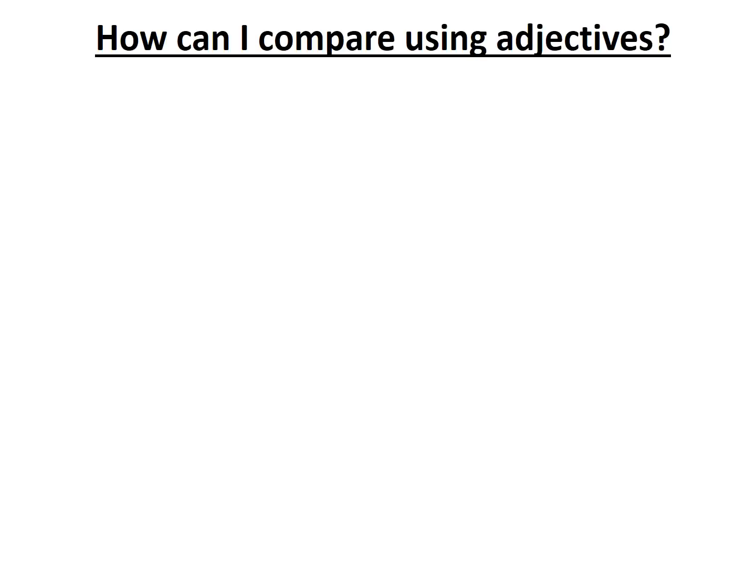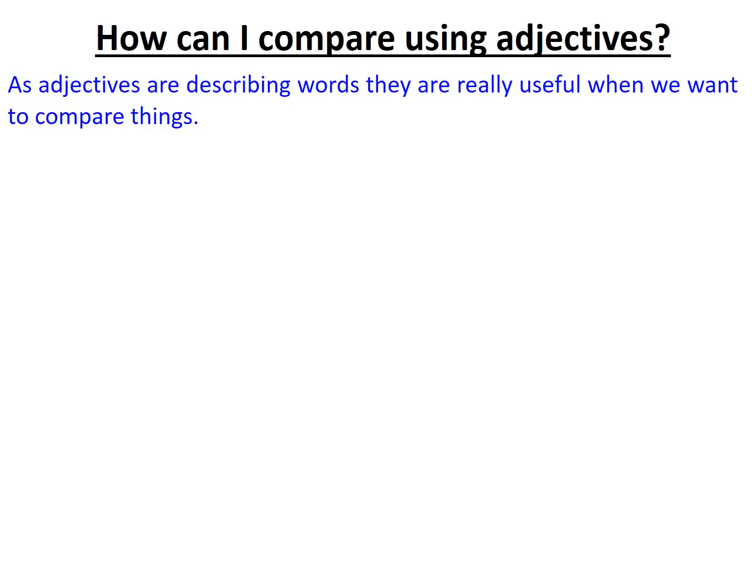In this video, we'll be answering the question, how can I compare using adjectives? As adjectives are describing words, they're really handy when we want to compare things. Let's take, for example, this bag is big. The adjective is big, obviously. And just so you realise, it is predicative. It's linking back to the noun bag.